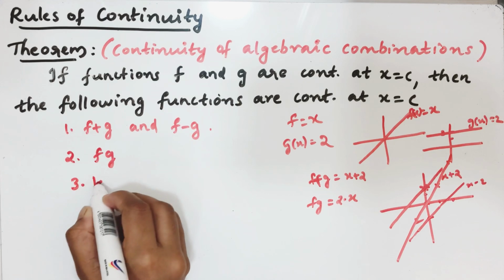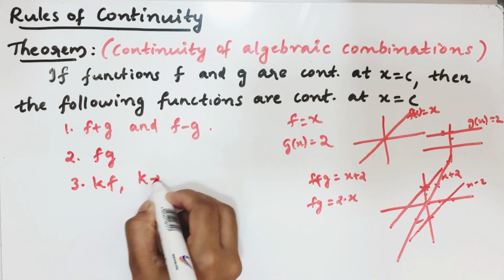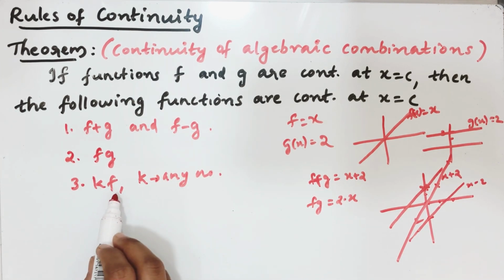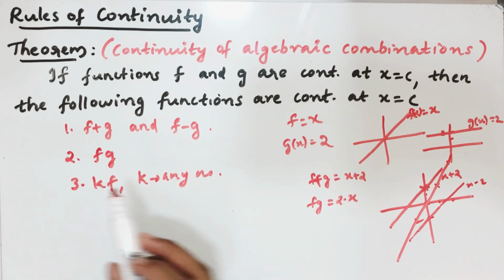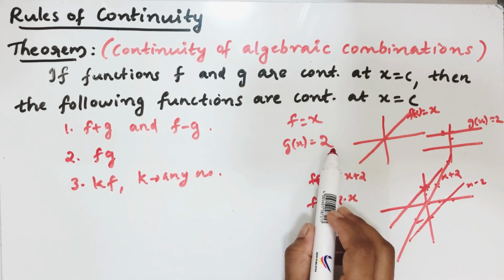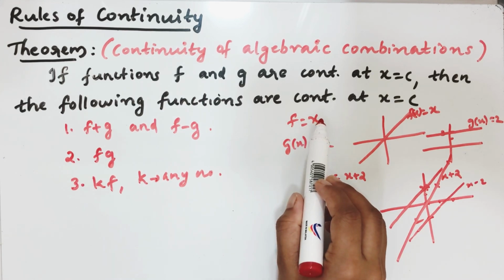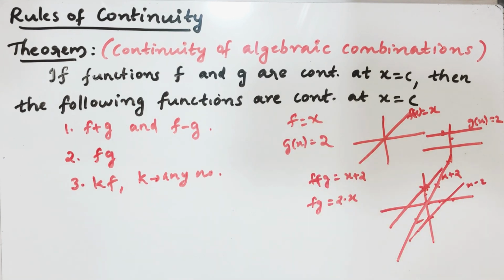Third one, k into f, where k is any number. If f is continuous at x equal to c, then k into f, a scalar multiple, is also continuous. You can say here we take g of x is equal to 2. If f is continuous, then 2f is also continuous, or we can say minus x is also continuous. Minus x will be like this. This graph is also continuous.